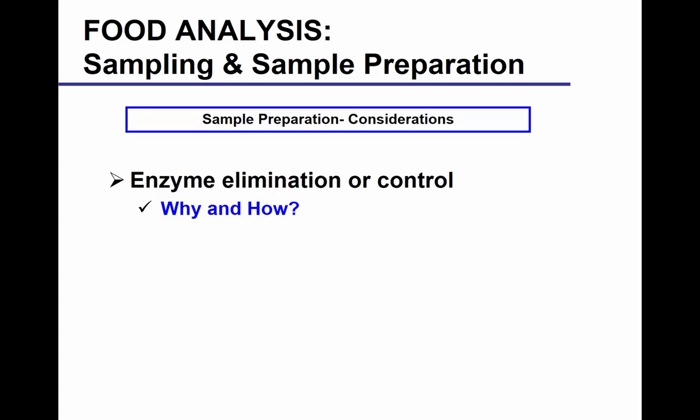Okay, so you've got your sample, you homogenized it, it's ready to go for analysis, but you worked 8 hours in the lab and you're done, you want to go home. So you want to store your sample and then come back for it tomorrow or next week. We should eliminate or control enzyme reaction or activity. Why and how?